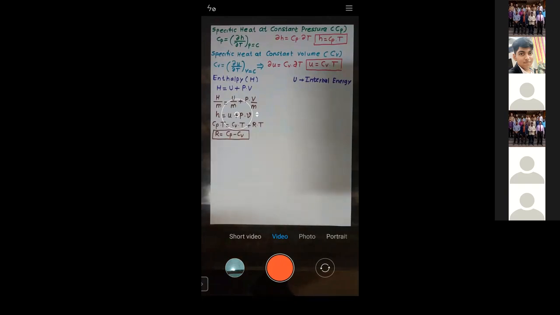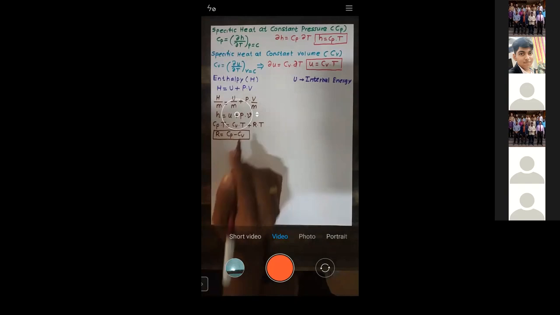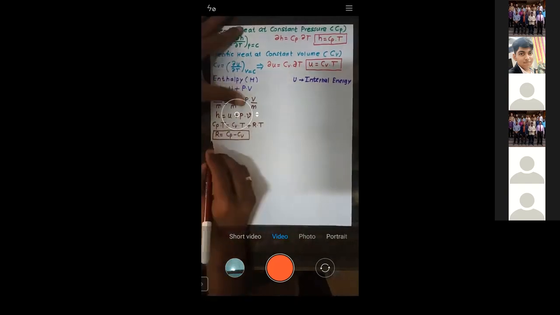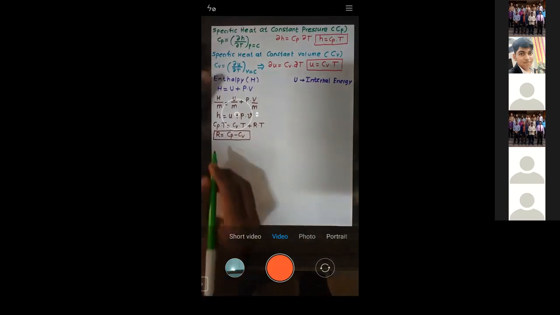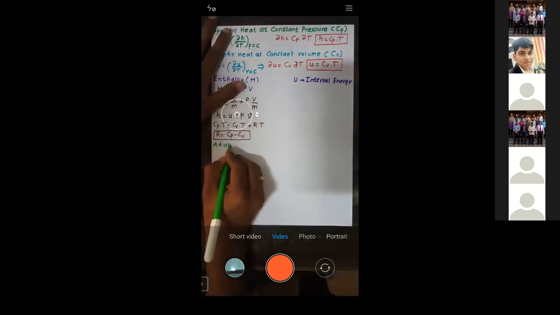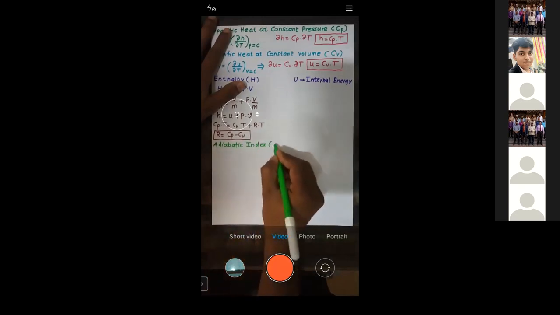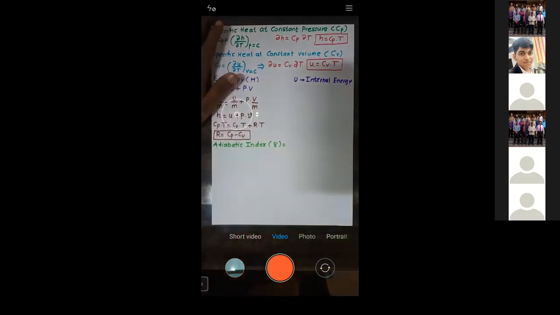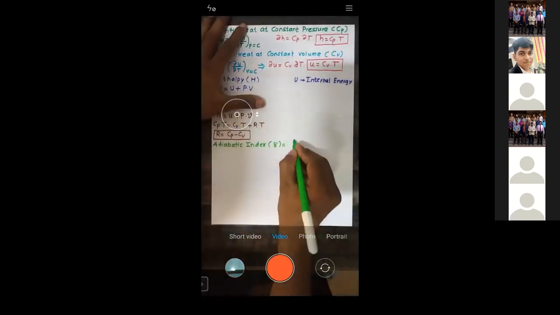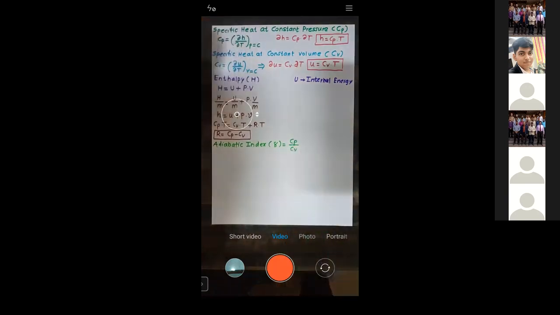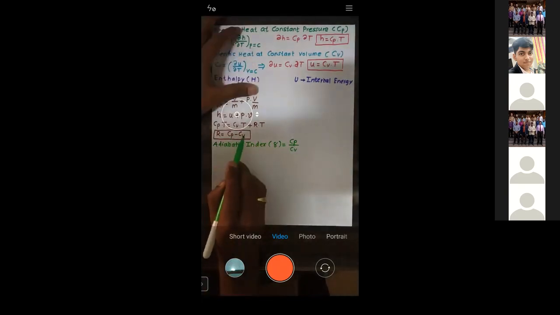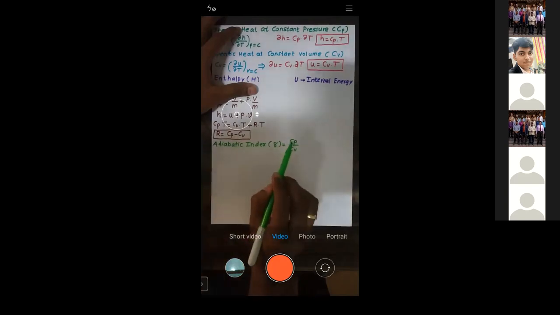Now see, one more term is there. R is the characteristic gas constant, the difference of Cp and Cv. One more term is known as the adiabatic index. The adiabatic index is indicated by gamma, and gamma is the ratio of Cp by Cv. Try to understand: the difference between Cp and Cv is R, and the ratio of Cp by Cv is gamma.